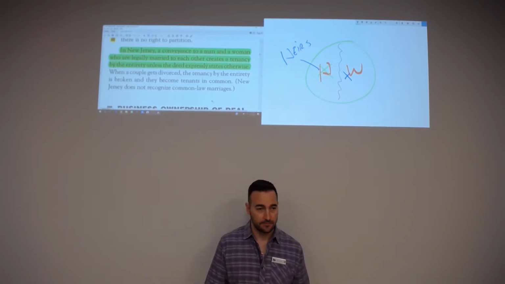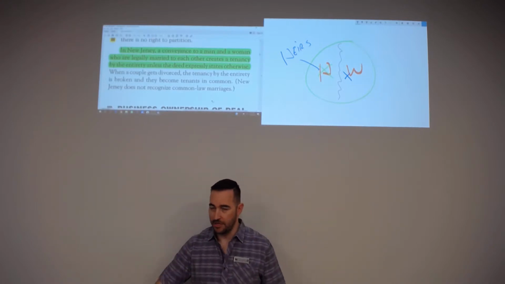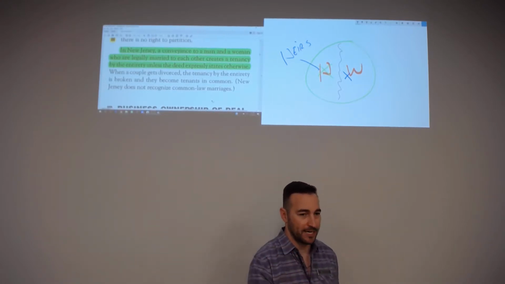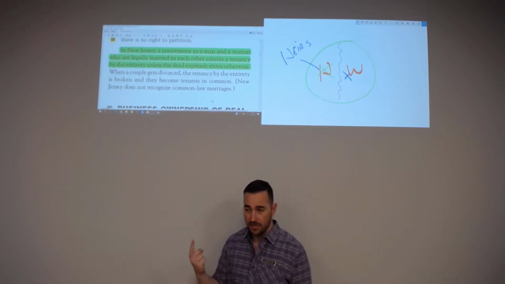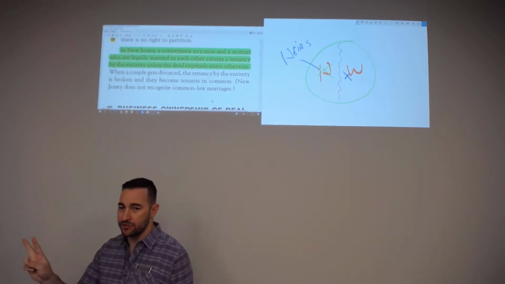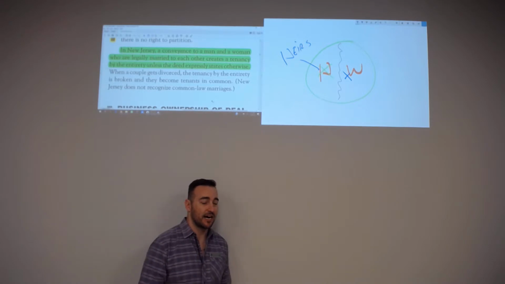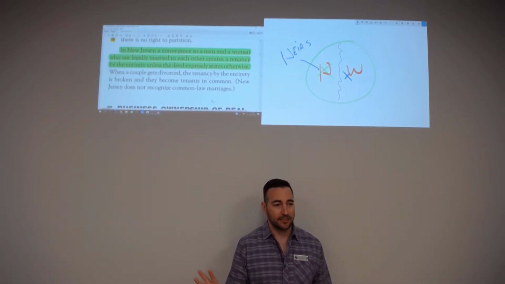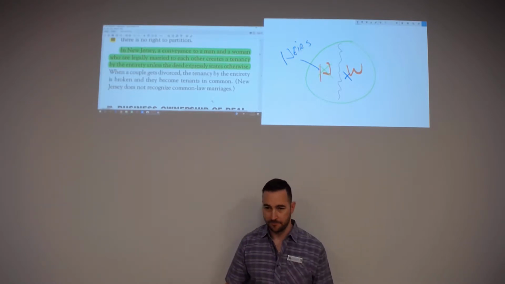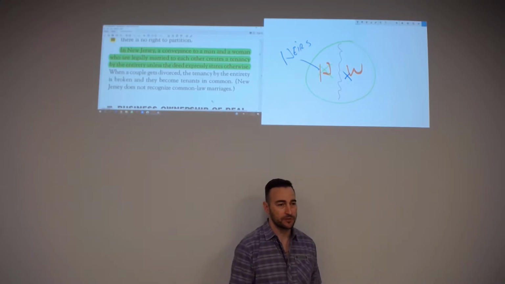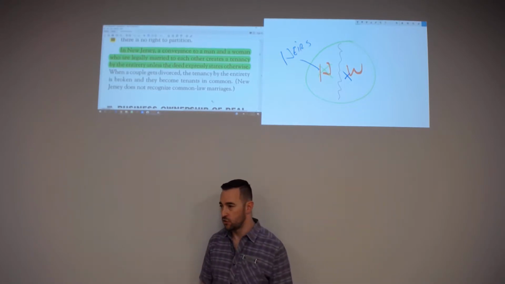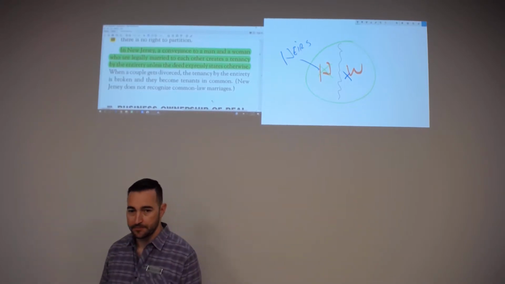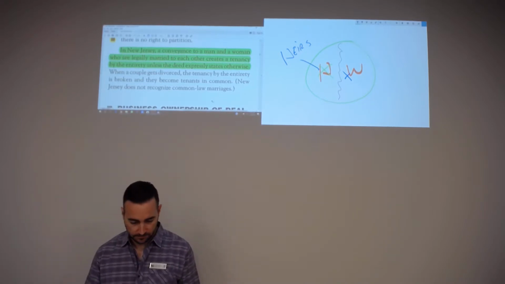Got it? Let's sum everything up. If there's one owner, it's automatically tenancy in severalty. If there's two or more people not married to each other, it's automatically tenancy in common. If there's a husband and wife, automatically tenancy by the entirety. These three are automatic. The only one you can choose is joint tenancy. Questions?